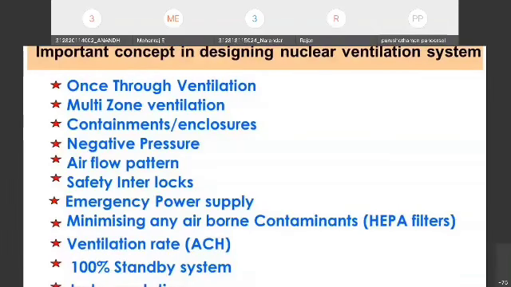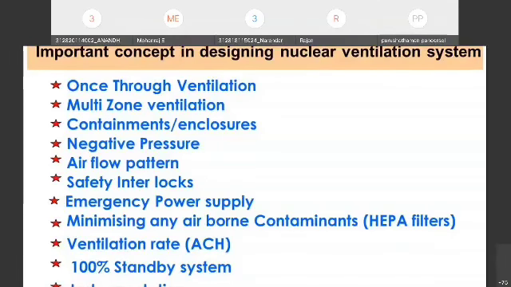We have a power backup in case there is a normal class 4 power supply failure. We will have a DG backup or generator, and we'll have UPS. Various backup systems will be available to handle the critical systems and minimize airborne contaminants, because whatever air is there after filtration will be let out to the stack. Whatever is let out should not harm the general public.